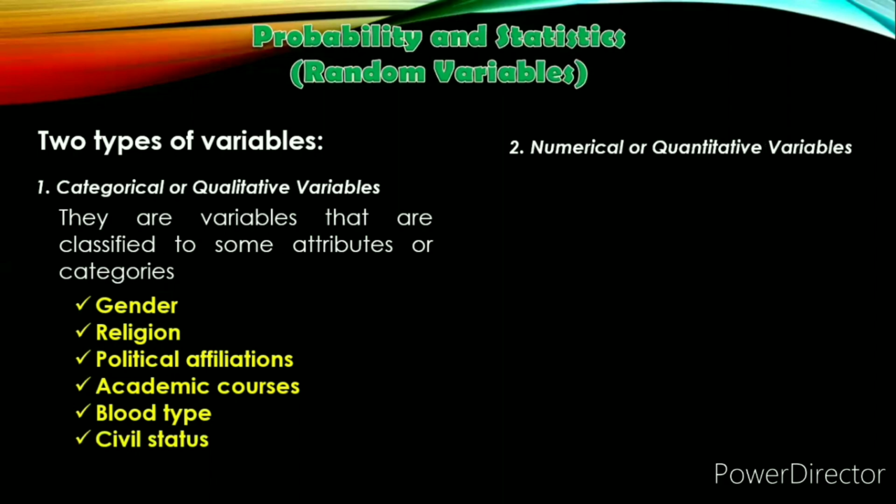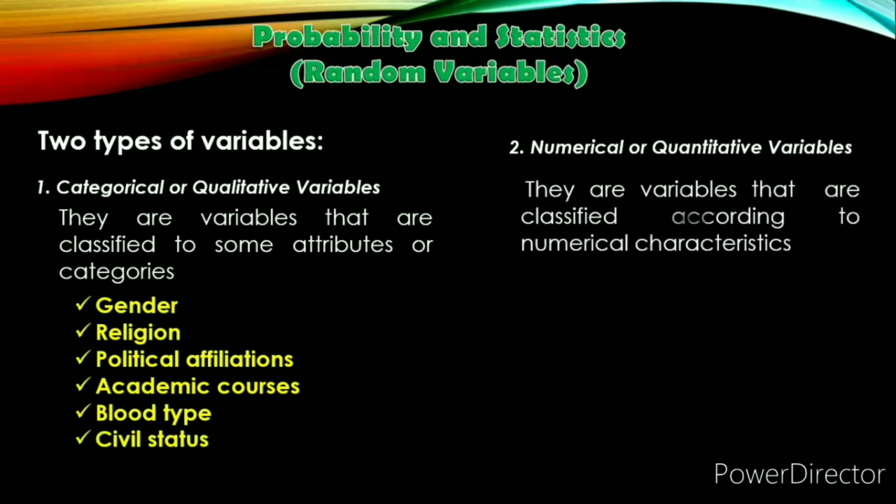Next, numerical or quantitative variables. When we talk about numerical or quantitative variables, these are the variables that are classified according to numerical characteristics. It involves numbers. For instance, we have the temperature. Temperature is an example of a numerical quantitative variable because it involves a number. What is the normal body temperature of a person? We have 37 degrees Celsius. So it involves a number.